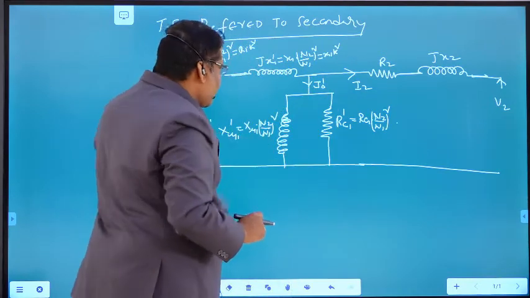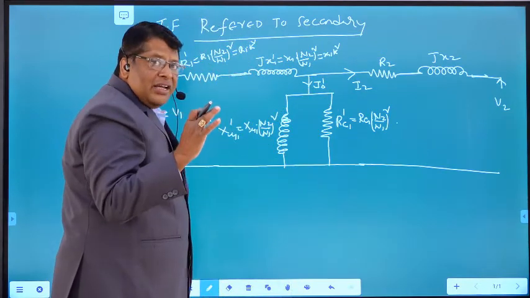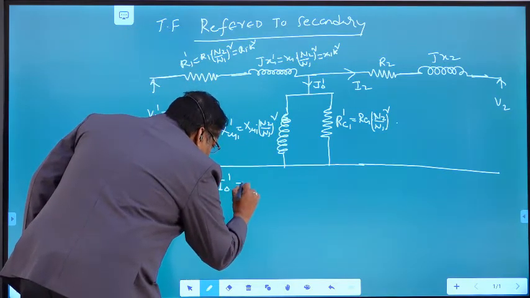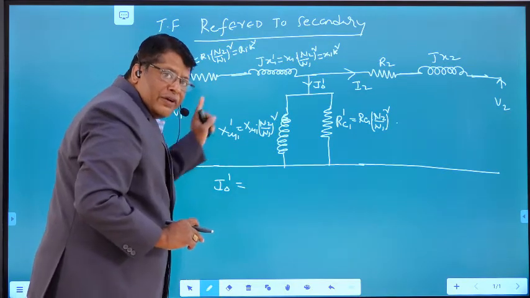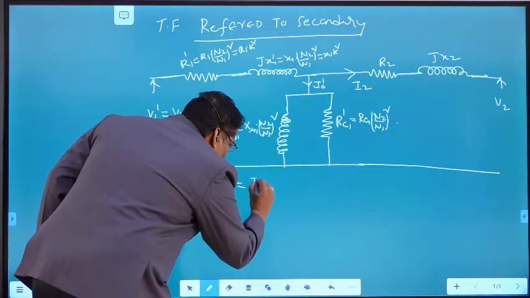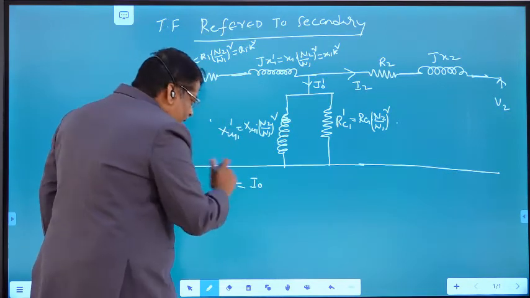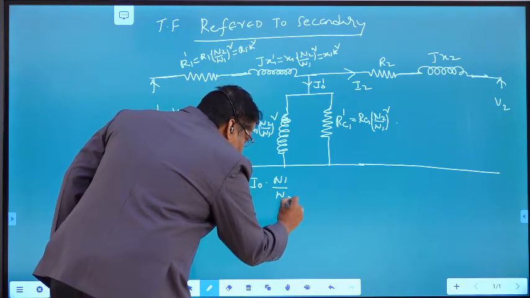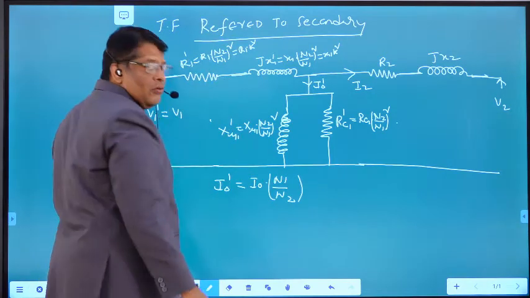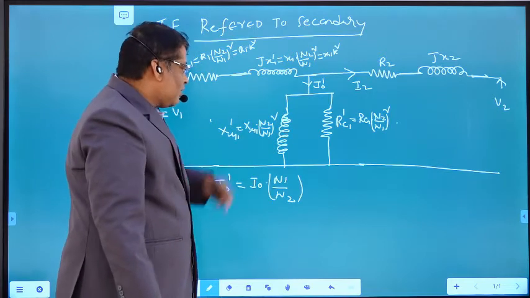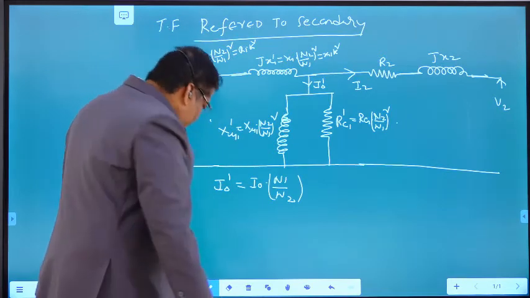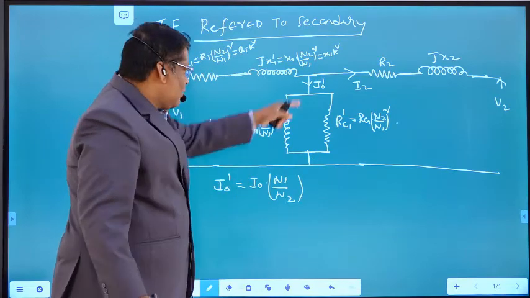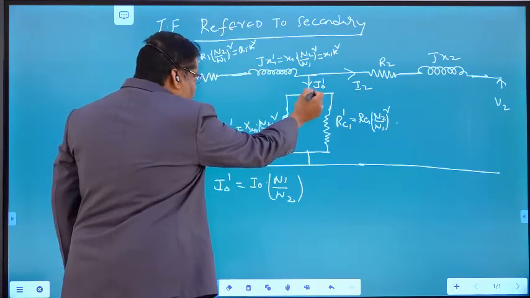How do you find the I0 dash? Currents are inversely proportional to the number of turns. So I0 dash, the no load current referred to the secondary, is equal to the no load current with reference to the primary into N1 by N2, because current is inversely proportional to the number of turns. This is the reactance, this is the resistance. In this manner you can find out these values.